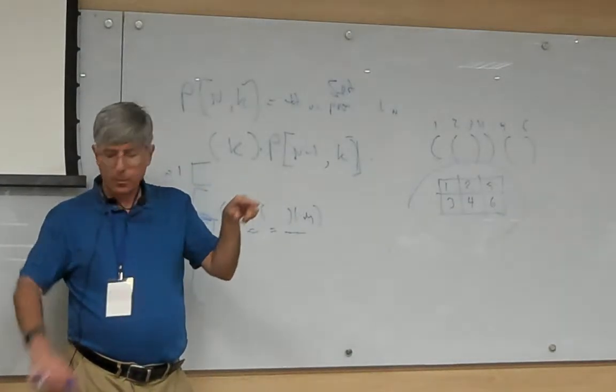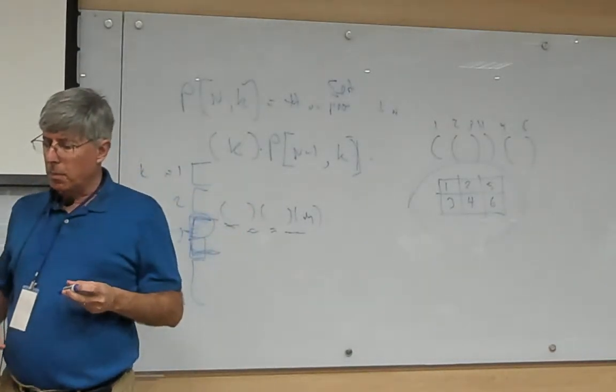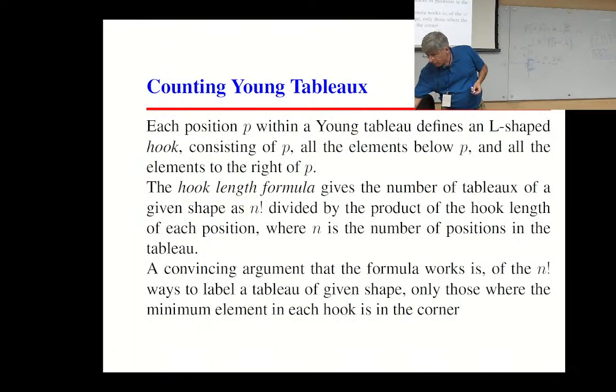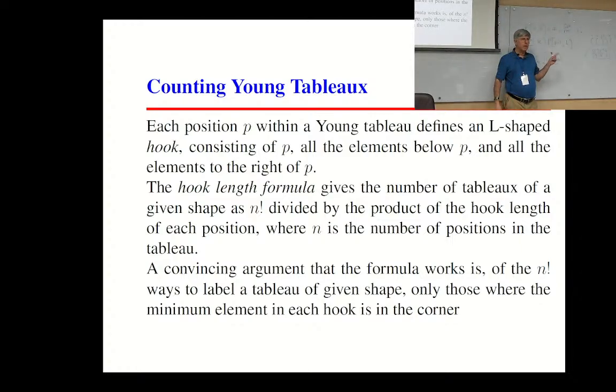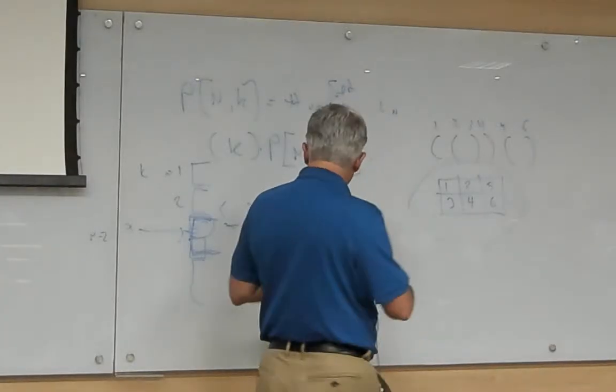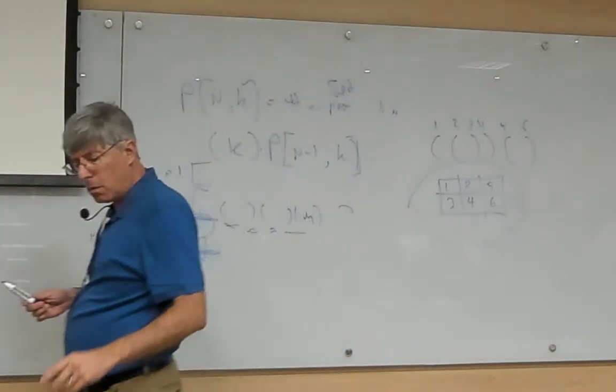So the heart of the problem is, how do you count how many Young tableaux there are of a particular shape? And it turns out there is a nice formula for that, which is a little bit surprising, called the hook length formula. What do we know? If we look at an integer partition, let's make a shape of a Young tableau.